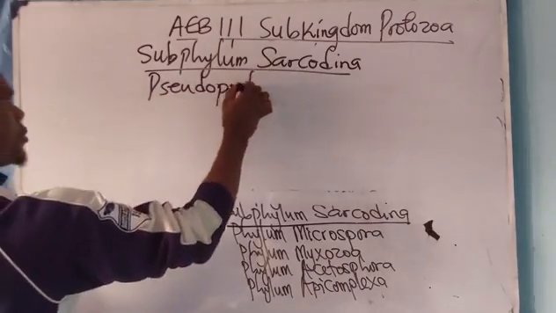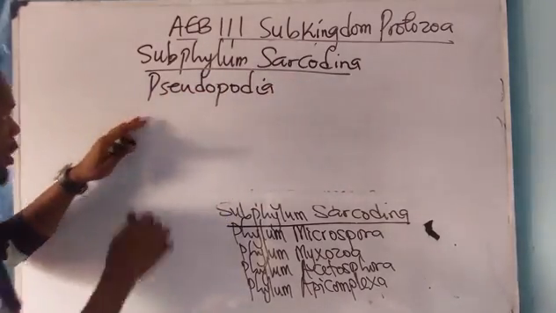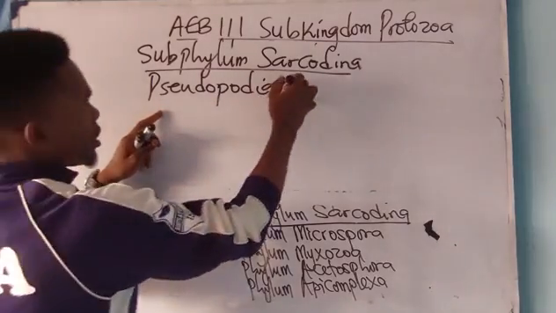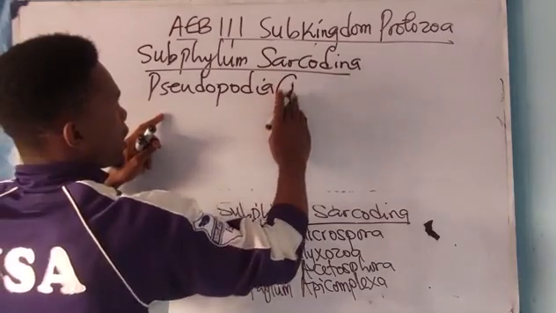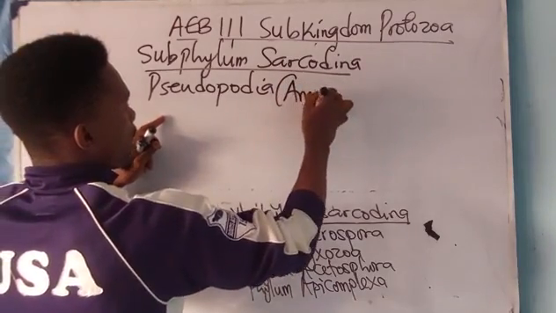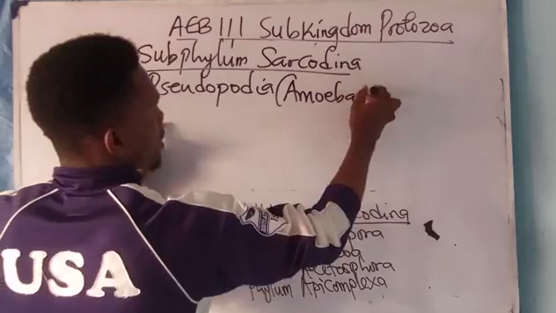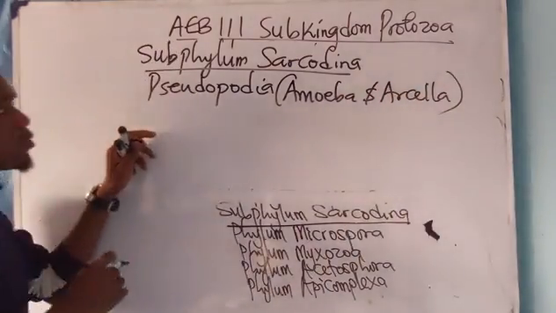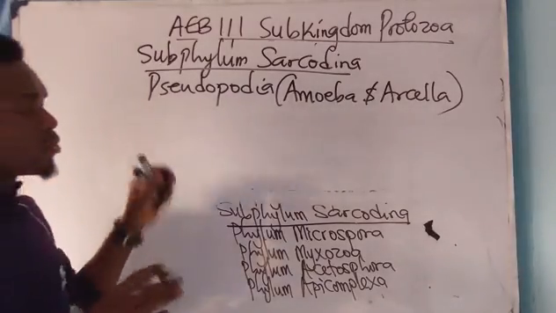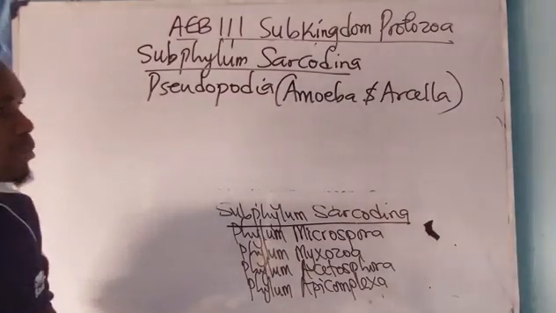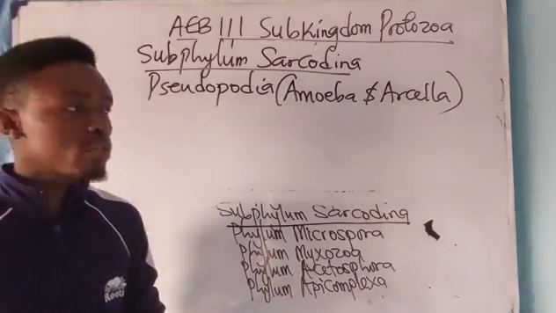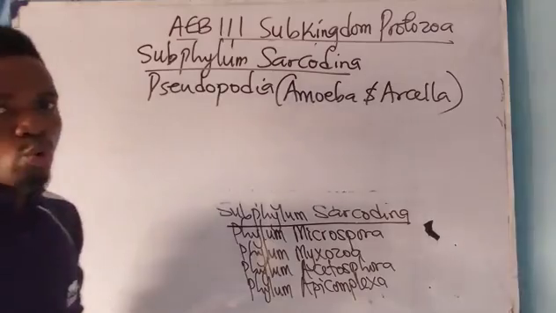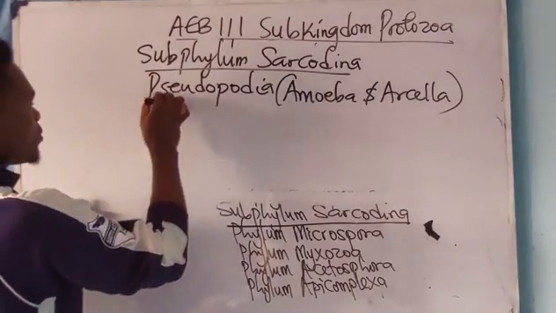Pseudopodia for locomotion. Examples of organisms that possess pseudopodia for locomotion are Amoeba and Acela. Amoeba and Acela are free living. They are not capable of causing diseases to organisms. They use pseudopodia for locomotion.